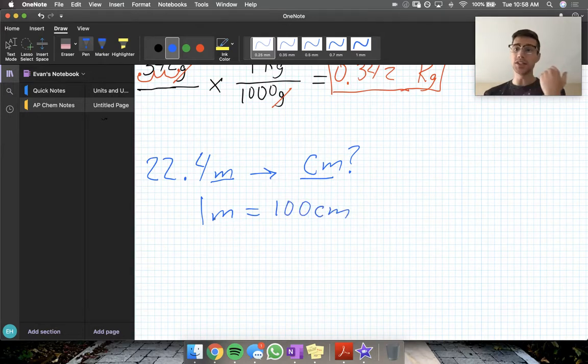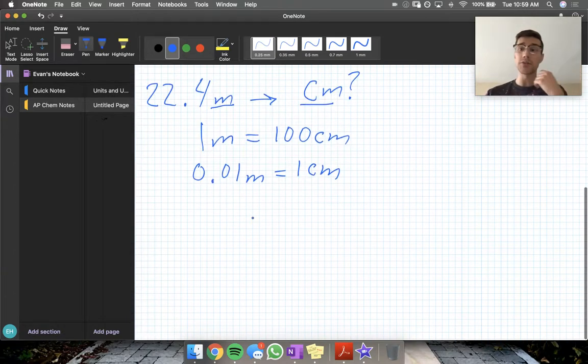So 1 meter equals 100 centimeters. Now, if you want to use the decimals, you can. I prefer not to, but it would be the same as saying 0.01 meters equals 1 centimeter. If you move the decimal places over 2 for both of them, we'd still have the same equivalence. I like to use whole numbers, but if you want to use the decimal points, go for it.